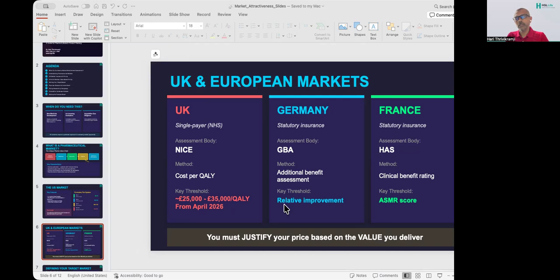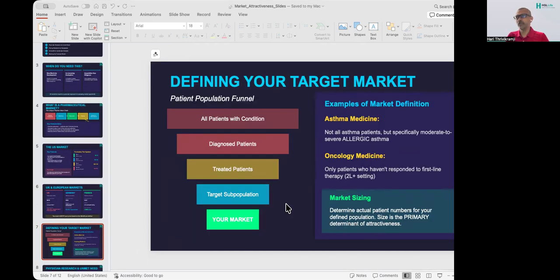Now, let's look at how you define your target market. So, how to actually assess the specific market applicable to you. The first step is defining exactly which market your medicine is meant for. And this is very critical. This means identifying the specific patient types for whom this product could be prescribed by a doctor.